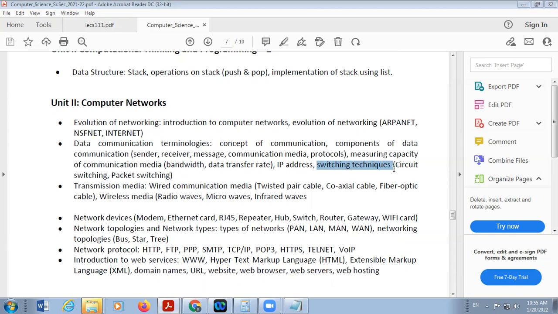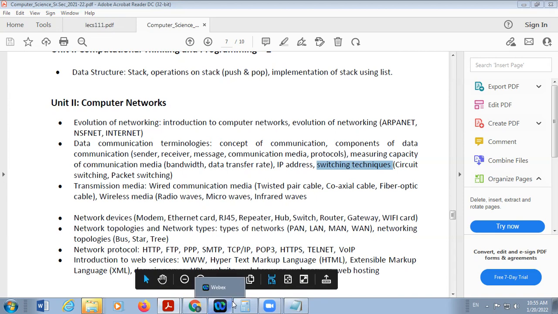Next is transmission media. Now we are going to discuss different types of transmission media. We know that there are two types of transmission media, wired and wireless. Wired media is also called guided media, and wireless media is also called unguided media. Guided media means there is a physical connection between two or more computers. But in the case of unguided media, there is no physical connection. There are wireless signals only.